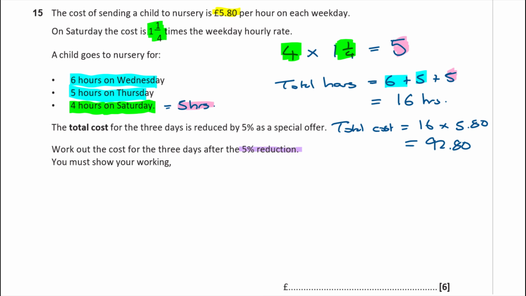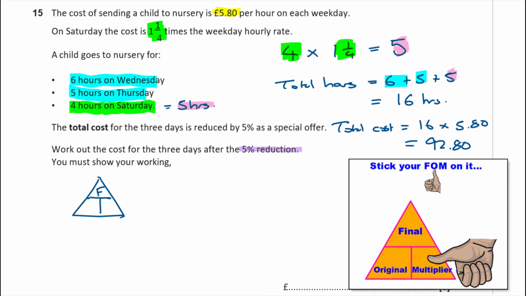Okay, so we're going to do a percentage change here, a percentage decrease. So I'm going to use the triangle FOM, final original multiplier, stick your thumb on it. What are each of those things? Well, the final amount is what I want to find, isn't it? I want to find out what the cost is after the 5% reduction. The original amount is that £92.80 that I just worked out.